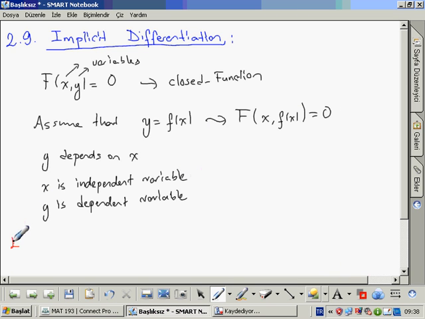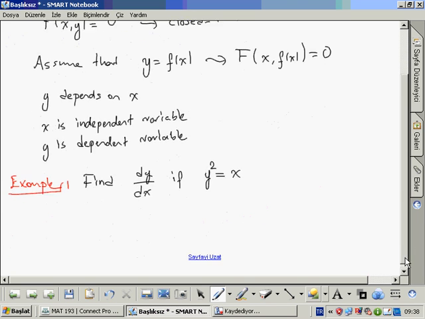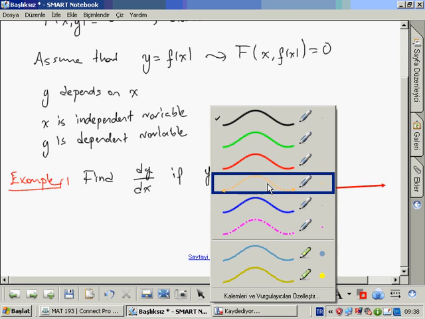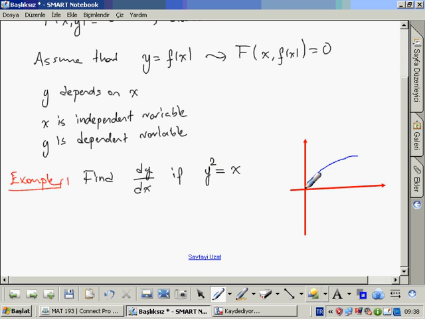Let me give you an example. Find del y over del x if y squared equals x. And what's that function? We know that when you sketch it, it's also a parabolic function, but it looks like that.